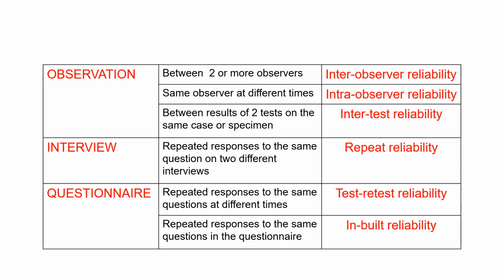In questionnaires, you have test-retest reliability, which is an indication of the stability of responses over time. It involves administering the same questionnaire to the same individuals under the same conditions after some period of time. With inbuilt reliability, the same question, slightly modified, is repeated in another section of the questionnaire, and you get the same results each time.